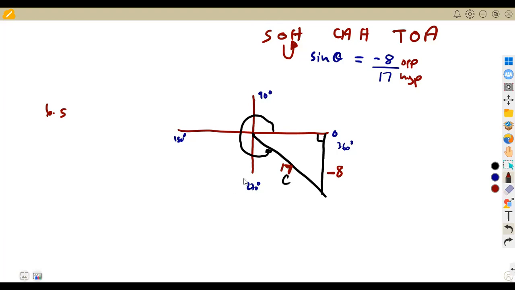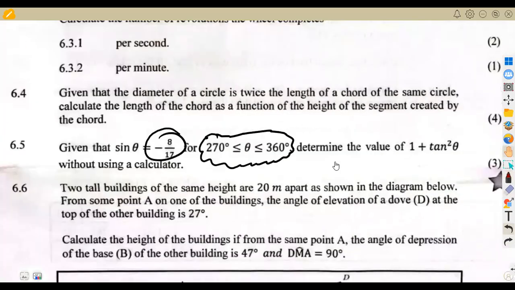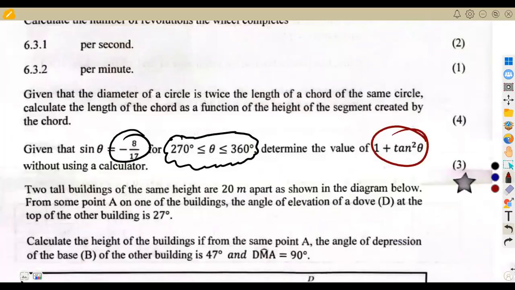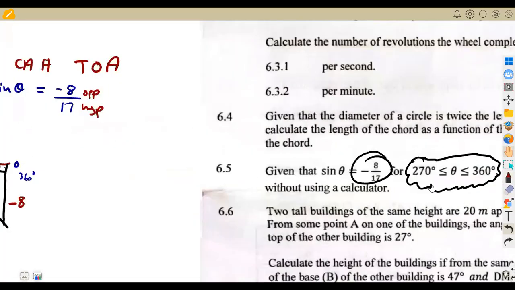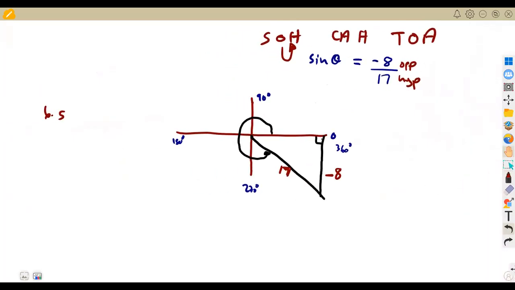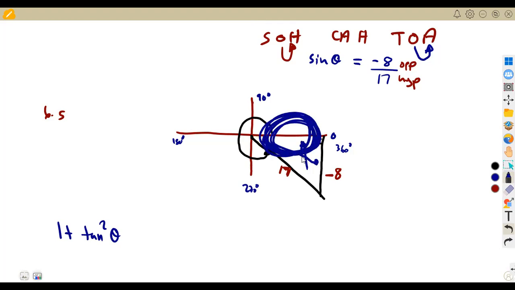Okay, that's it. So meaning to say, we can calculate whatever that we want. In this part, we can calculate the third side, because remember, it's a right angle triangle. Whatever the question is asking us here, to determine the value of 1 plus tan squared theta without using a calculator, we are supposed to fill in our diagram first, because we are supposed to calculate the value of 1 plus tan squared theta. And we know that tan is opposite over adjacent. According to this angle, we're going to need the opposite and the adjacent. And as you can see, we do not have this adjacent.